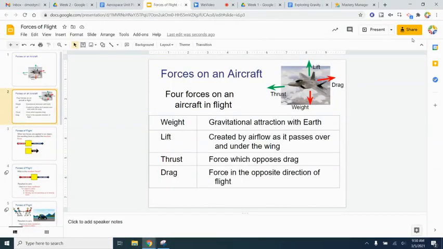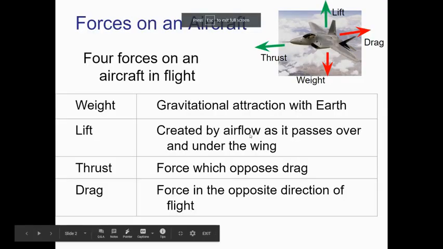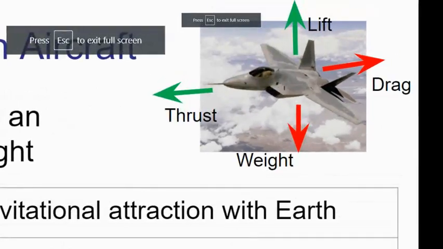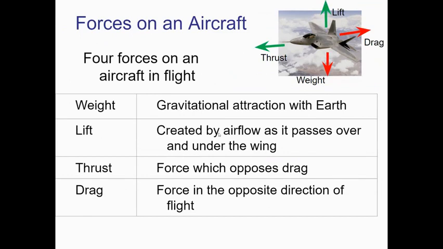We can see up here in the corner that weight goes down, where gravity pulls us down, and lift pulls us up. All right, so lift is created as air passes over and under the wings. Now, lift can be created in other parts of the aircraft too, but typically we think about lift created as air passes over the wings.